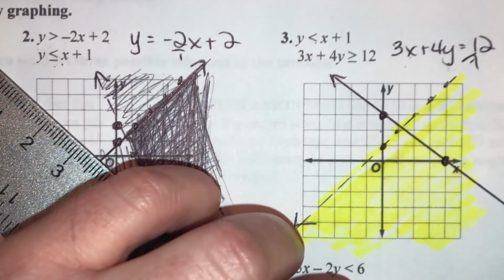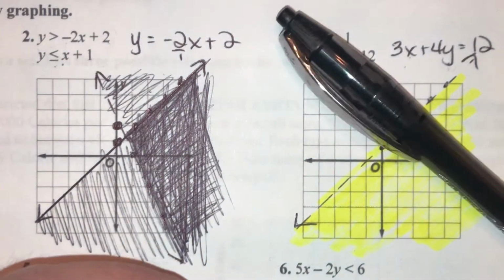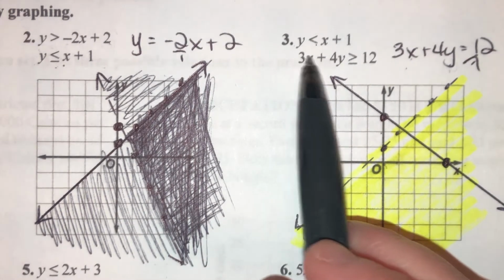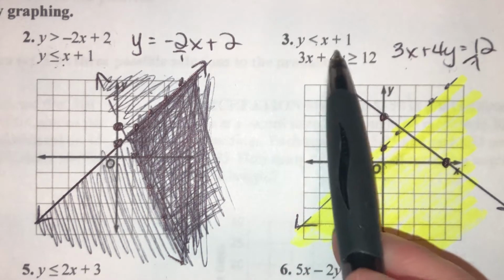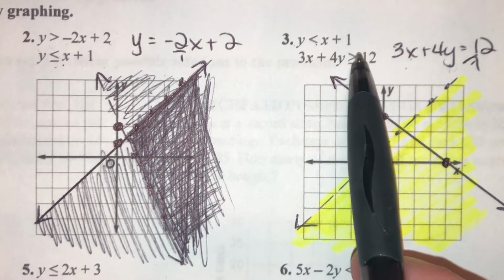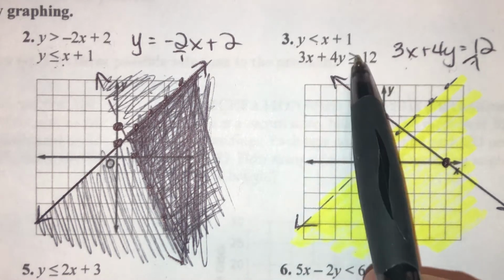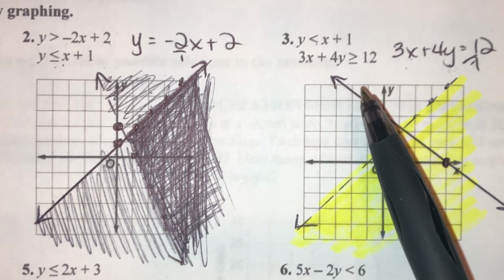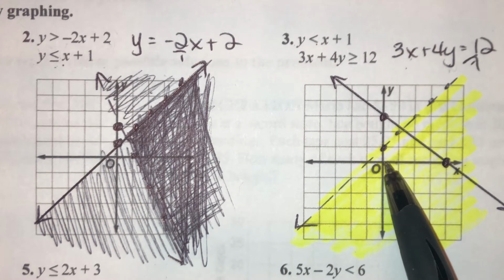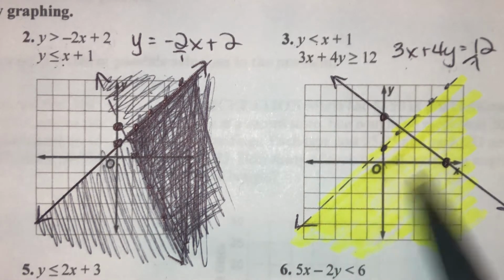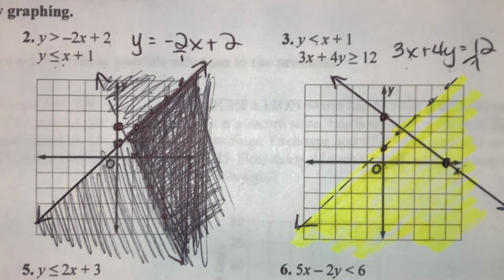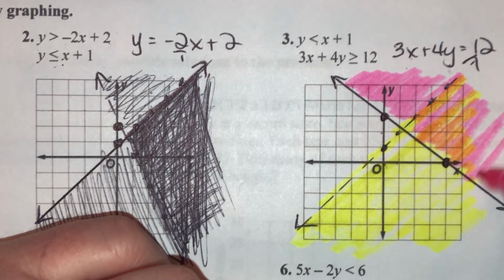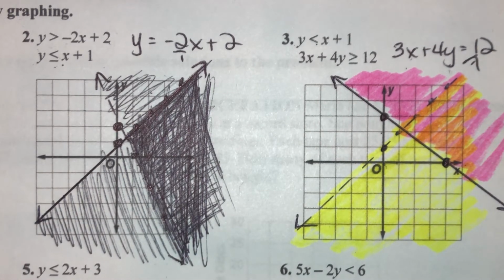Okay, and then I need to know which way to shade. I don't know if it's up this way or if it's down this way. So I'm going to pick 0, 0, and I'm going to plug it in, right? Plug it into this guy. So this becomes 0, this becomes 0. 0 plus 0 is greater than or equal to 12. Is 0 greater than or equal to 12? No, it's less than 12, but it's not greater than or equal to 12. So that's not true. So 0 doesn't work. So for this line right here, I'm not going to shade this way. I'm going to shade up above with my pink color. And you can see right where they overlap, I'll do that in orange.